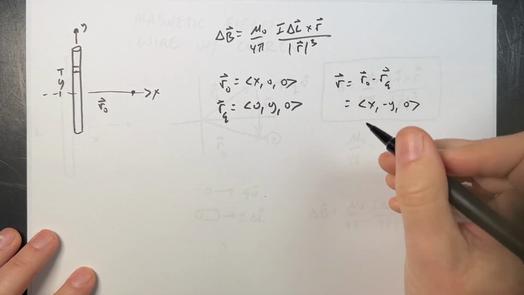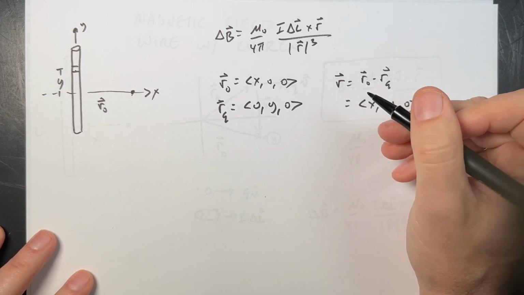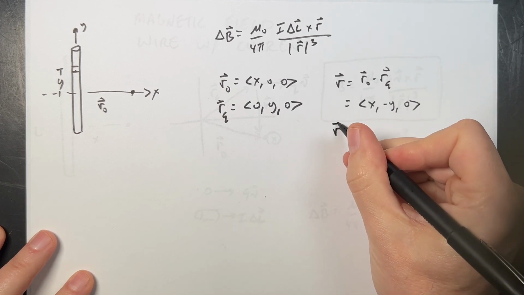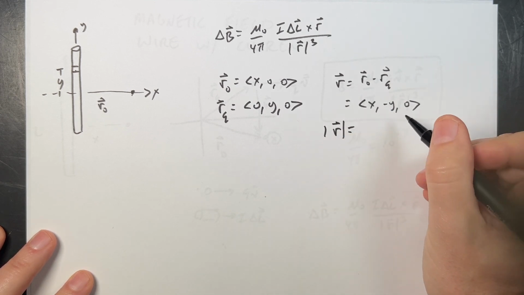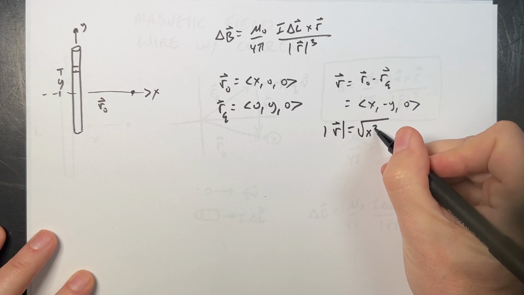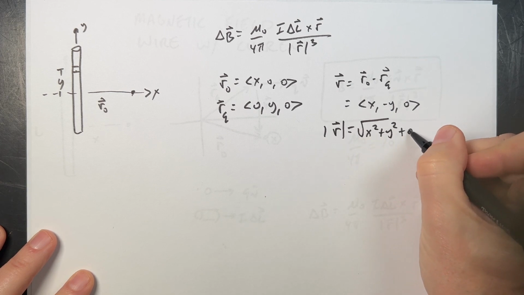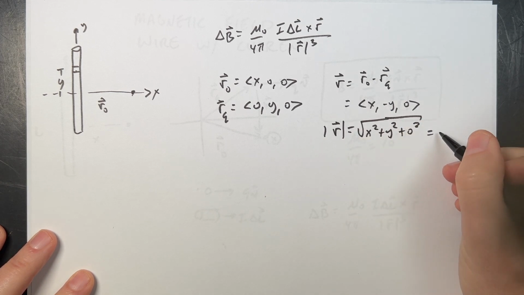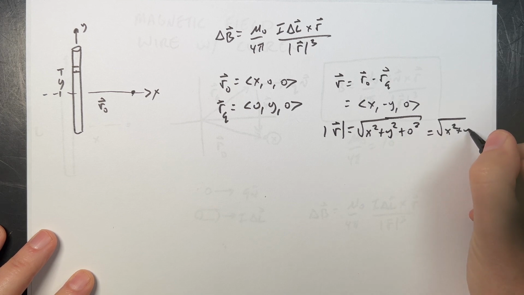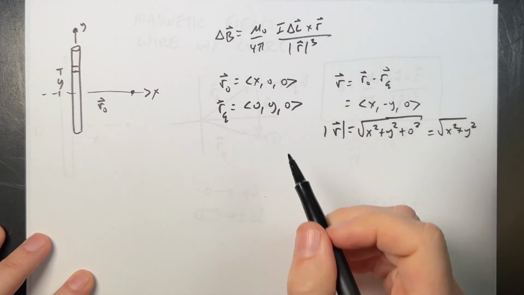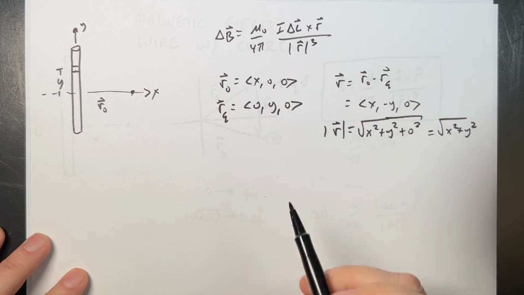I'm going to need that, obviously, right? I'm also going to need the magnitude of R. The magnitude of R is going to be equal to the square root of x squared plus y squared plus 0 squared, or just the square root of x squared plus y squared, because that's in the formula right there. So I got that.